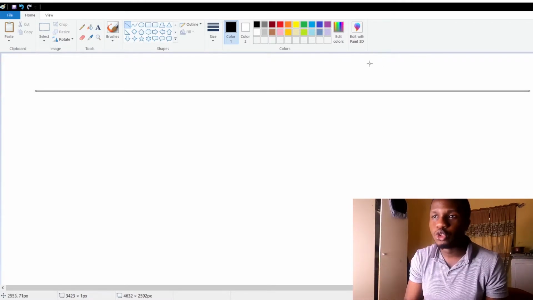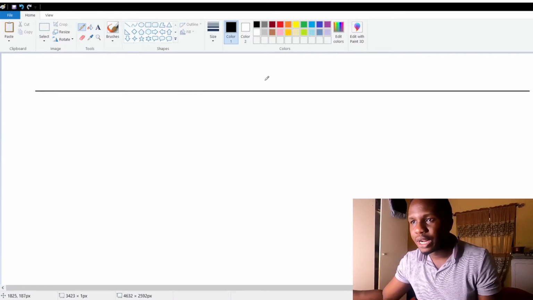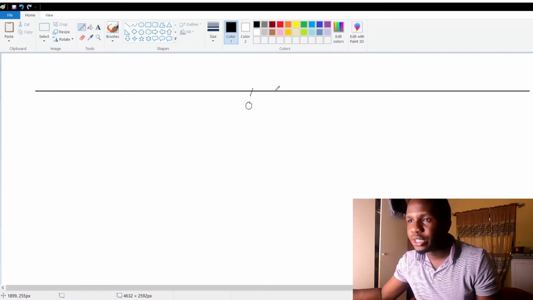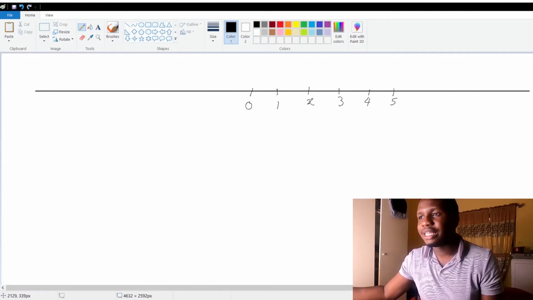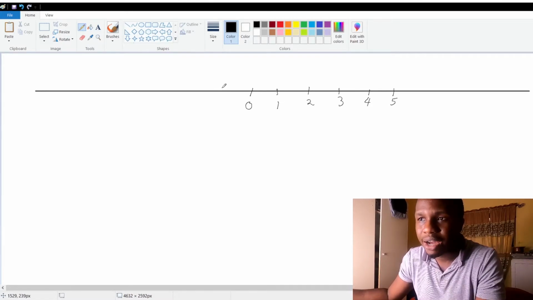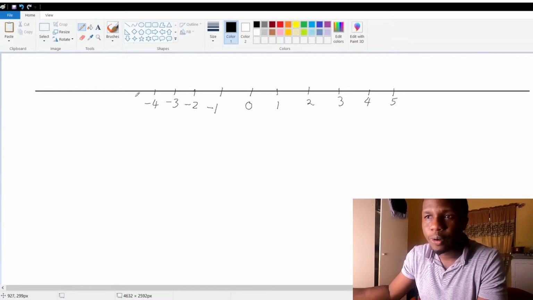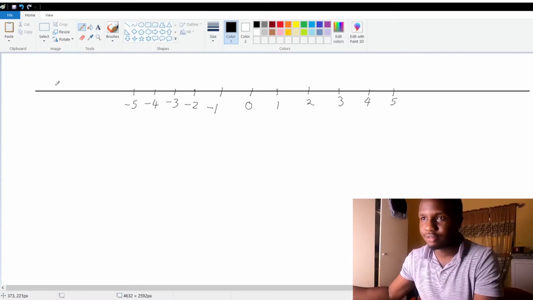So a number line would usually have 0 in the middle. Let me just get my pencil here. It would have 0 in the middle here. And at the end, it will go all the way to infinity. So you would have 1, you would have 2, you would have 3, you would have 4, you would have 5. You get the idea. And to the left, you would go back. You would have -1, -2, -3, -4, -5, all the way to -1,000, -1,000,000, and infinity and beyond.